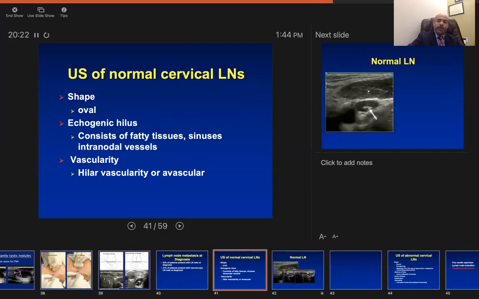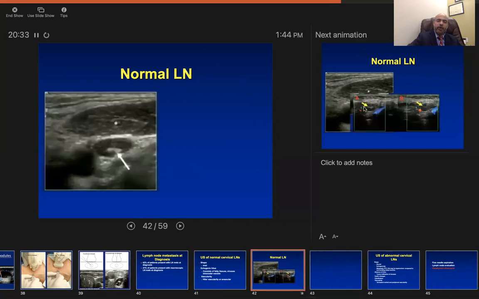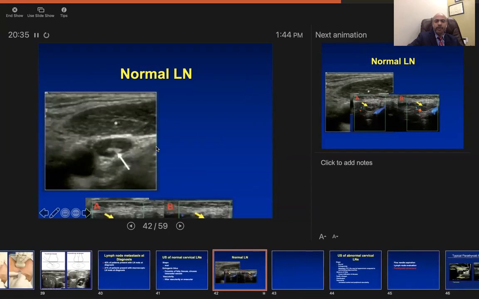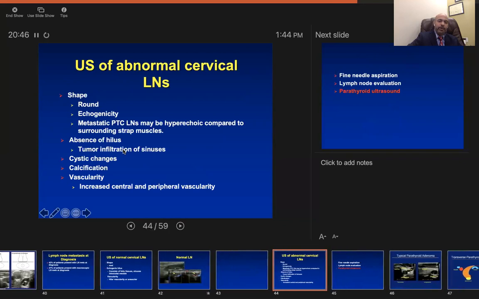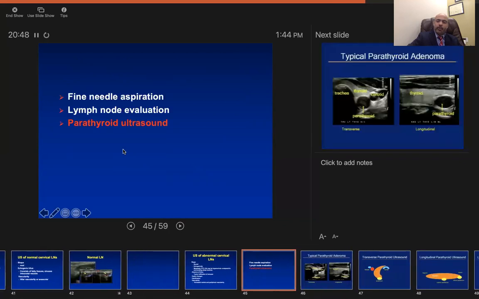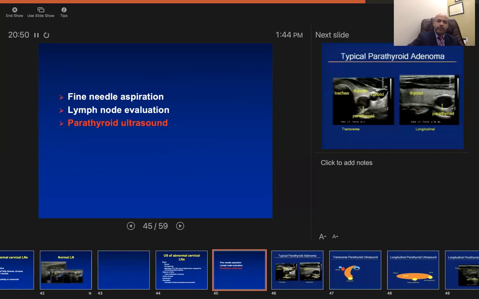So what is a normal cervical lymph node? This is an example of a normal, very beautiful oval node. And this is the fatty hilum that you look for in a normal ultrasound. Another normal lymph node. This is an abnormal appearing one, where there is no fatty hilum, as compared to the abnormal looking lymph node over here. So we know about the lymph nodes. Quickly over to parathyroid ultrasound.